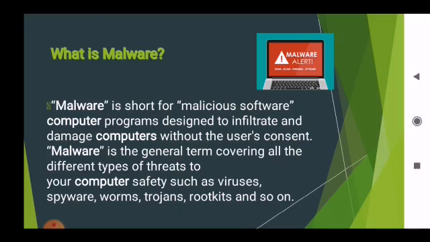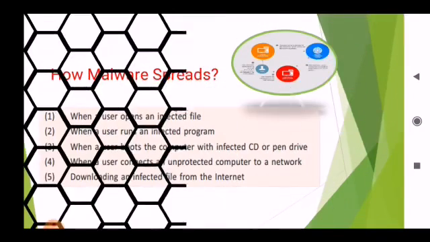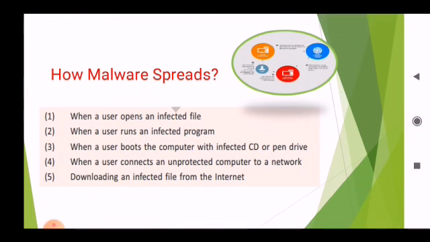Now we talk about how the malware works. When a user opens an infected file, the malware starts its working. When a user runs an infected program, when a user boots the computer with an infected CD or pen drive, when a user connects an unprotected computer to a network. If you don't have antivirus in your system and you are connecting to the internet, there is a 100% chance to get the infection. Downloading an infected file from the internet.